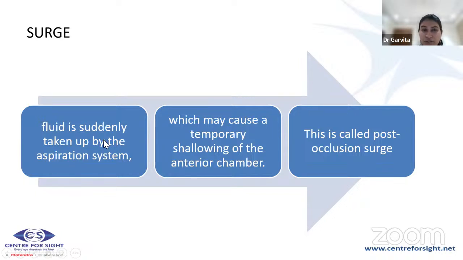So, fluid will be taken up suddenly by the aspiration system, which may cause a temporary shallowing of the anterior chamber. This is called post-occlusion surge.